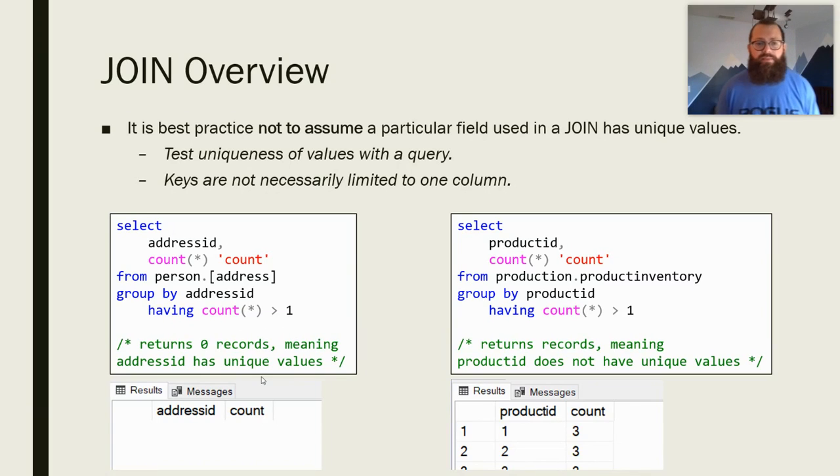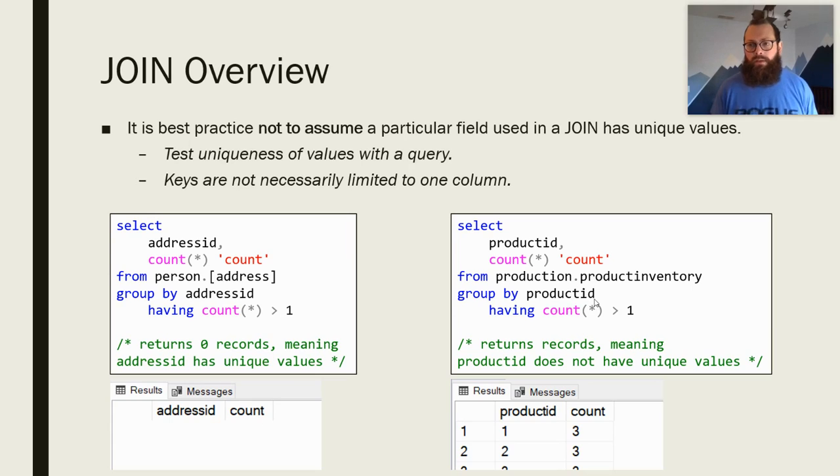So what does that mean? That means that address ID would appear in more than one record within the table source, which could be an issue if you're joining on that field. We see that it returns 0 records, meaning that address ID is only comprised of unique values, at least at the time this query was run. That's another important thing to remember: a table in SQL can always be updated at some point in the future.